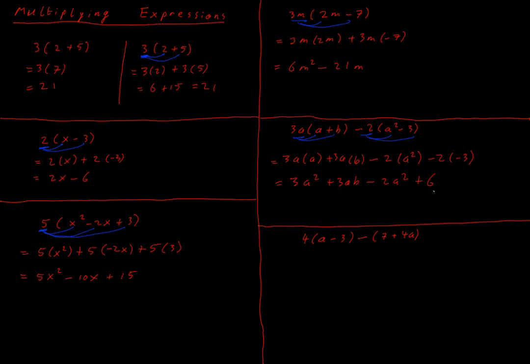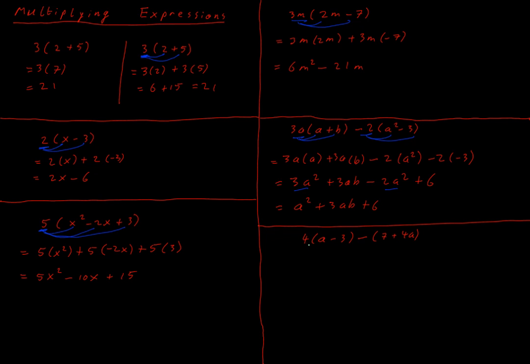Is there anything I can add up here? Yes, there is. I have 3a squared and minus 2a squared. I don't have any like terms for the others, so I leave them alone. So I have 3a squareds minus 2a squared, so I'm left with 1a squared, which I just write as a squared. I could put in a 1 here if I wanted to. I wouldn't lose any marks. Then I write 3ab, and finally I write my constant on the end.